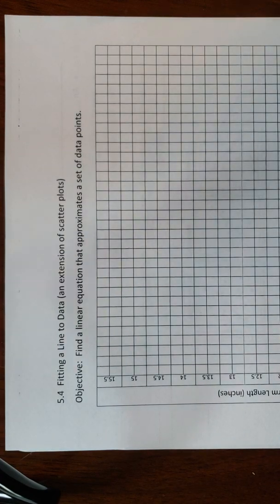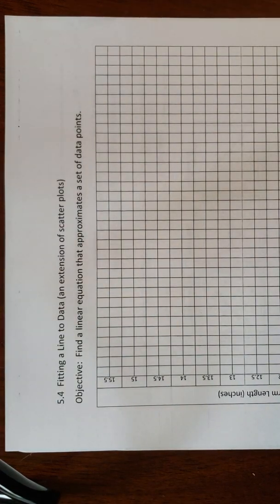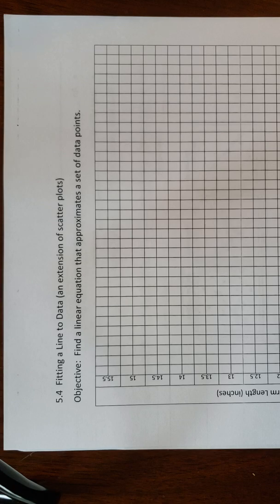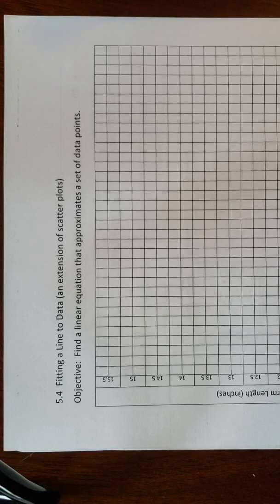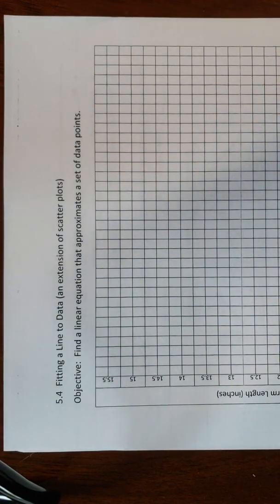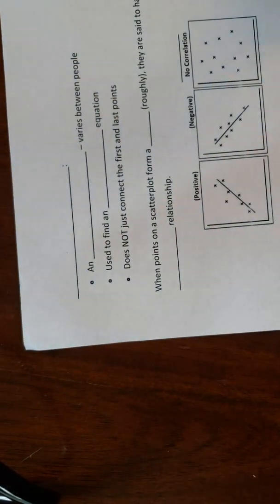This is Section 4. This is an extension of the lesson that we did previously on scatter plots, and we are going to practice fitting a line, which is called the line of fit, ironically, to a particular set of data that's given to us. The beginning of this lesson started with an activity that, for the sake of time, we are going to skip over.